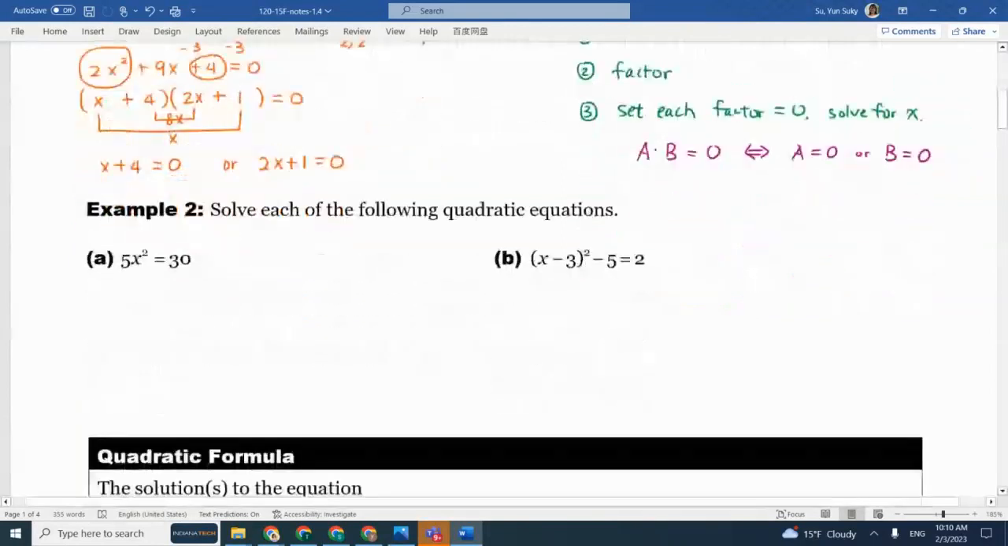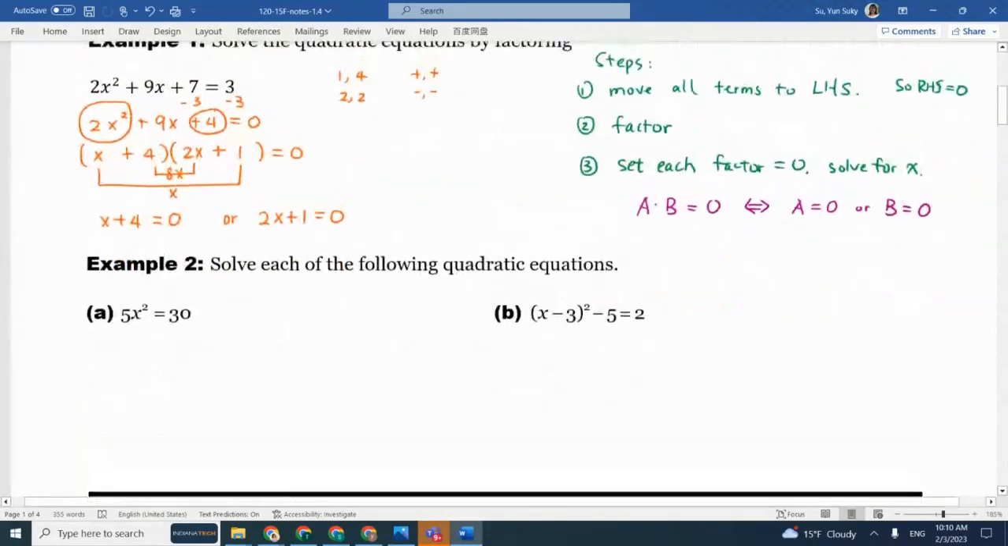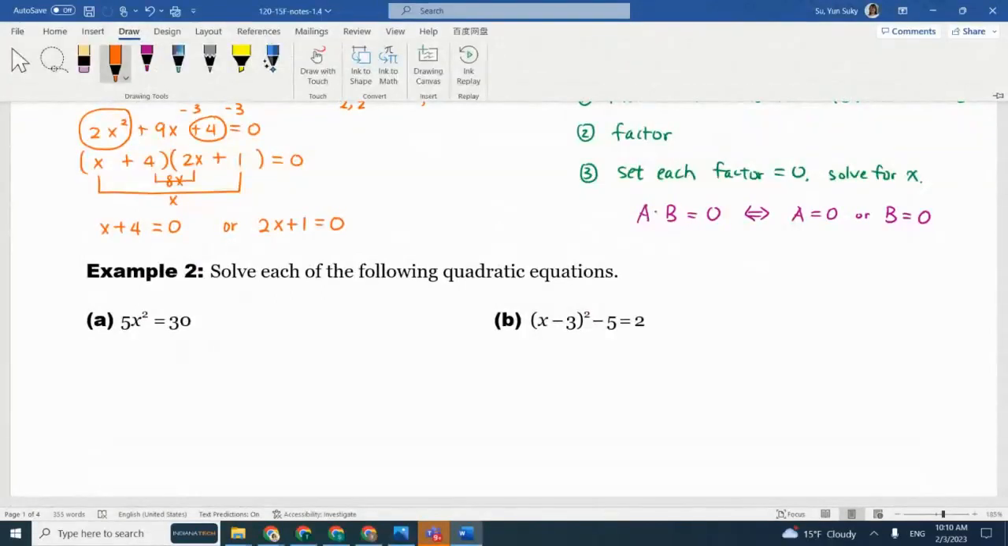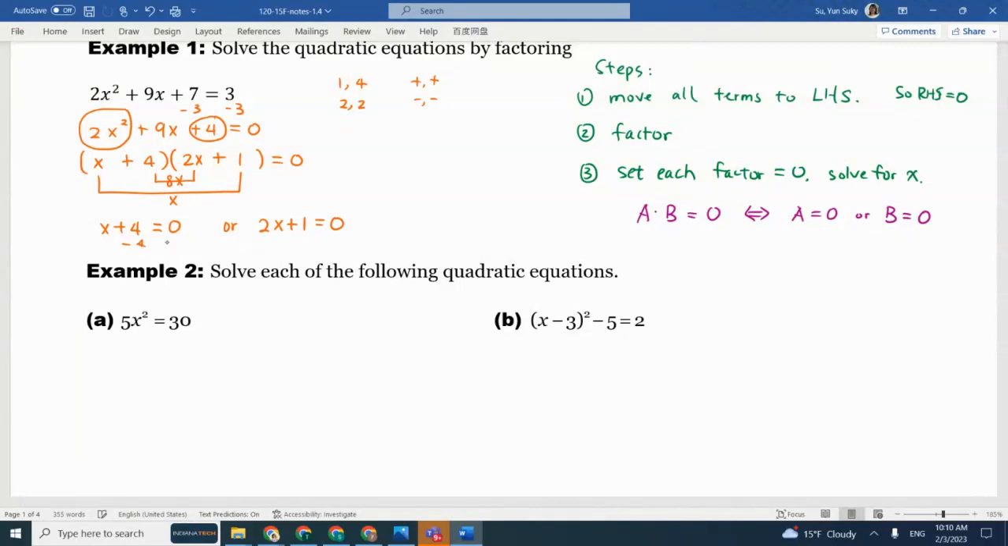So we continue. Solve each of the following. Oh, not yet, we haven't finished. We want to solve for x. Therefore, subtract 4 and subtract 4, we get x equals minus 4. Or, what's x in the second factor? We subtract 1, we get 2x equals negative 1, and then x is negative 1 half. So this problem, we have two solutions.